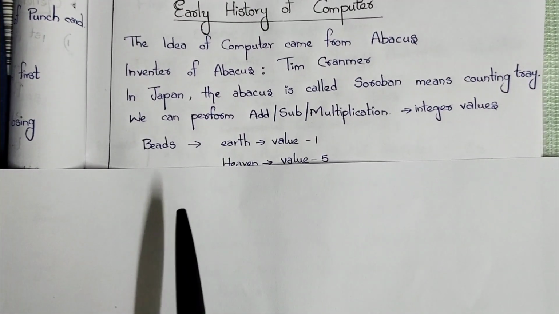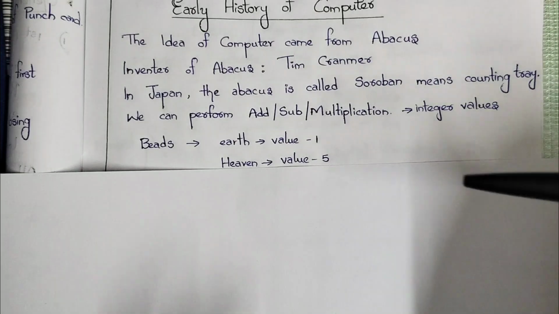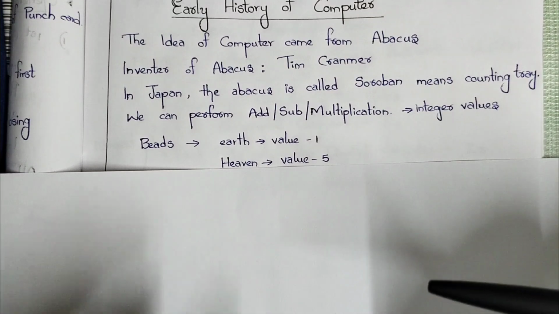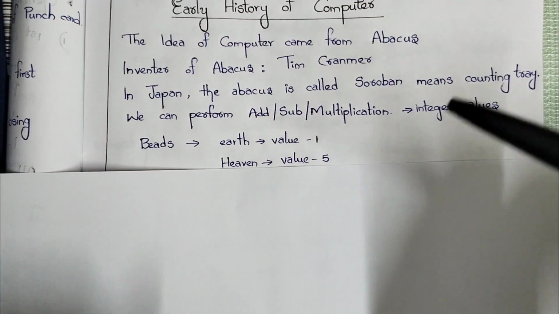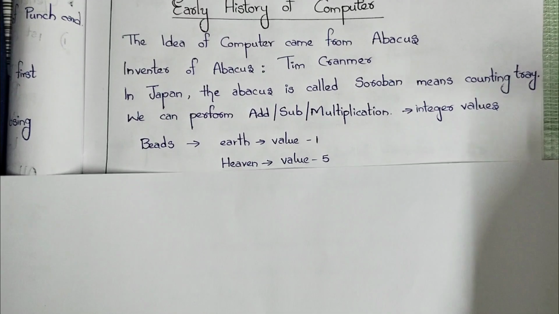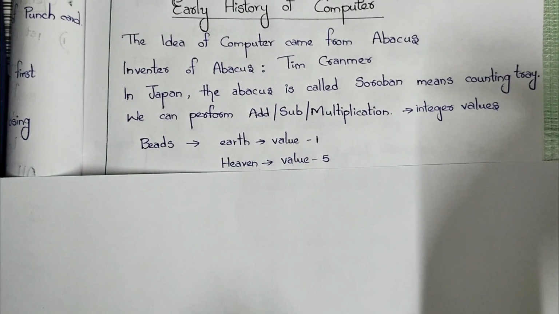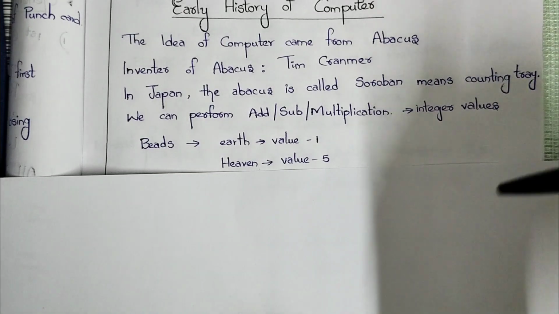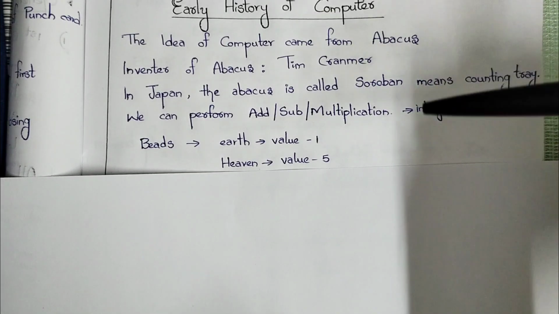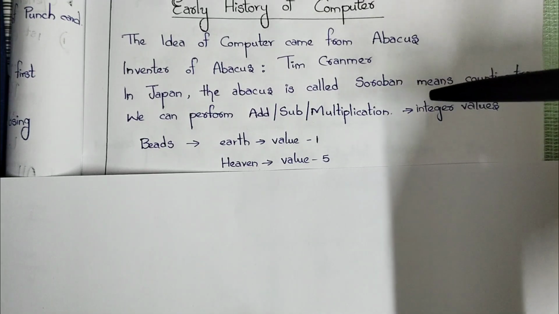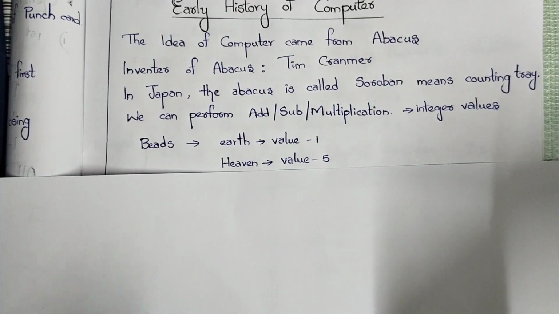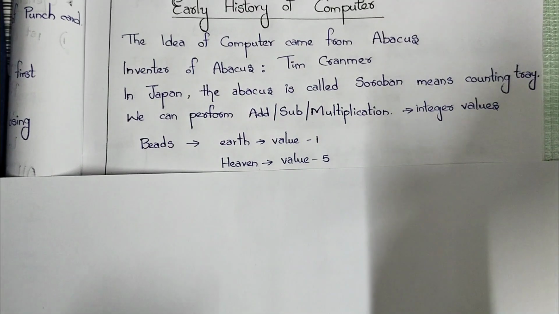The abacus actually has two parts. The lower deck is called the earth, and the upper deck is called heaven. The heaven part has some beads, and the lower part has some beads. Each heaven bead has a value of 5, and in the lower deck each earth bead has a value of 1.